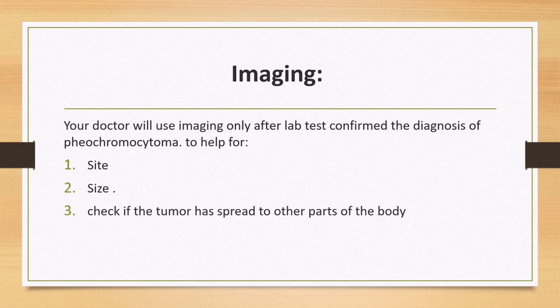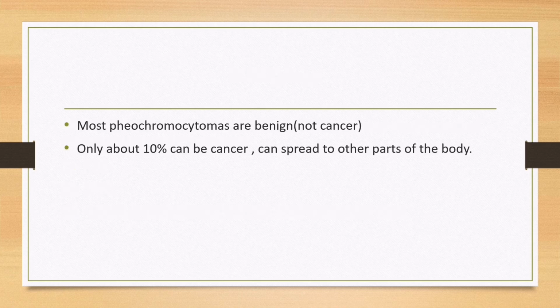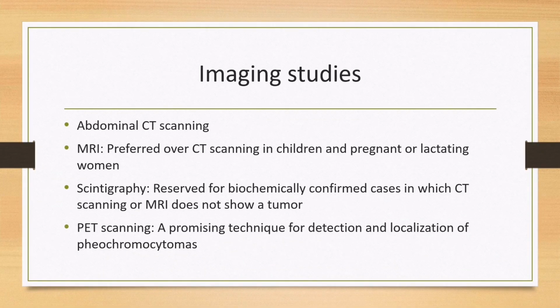Also, imaging can help us to localize the tumor, to see the site and the size of the tumors, and to check whether the tumor has spread to other parts of the body or not. In most cases, pheochromocytoma is benign and is not cancer. If it is cancer, which occurs in 10% of patients, it can spread. For imaging, we can do a scan of the tummy, which is abdominal scanning. Also, some more specific investigations can be done, such as MRI. Other tests are scintigraphy and PET scan.